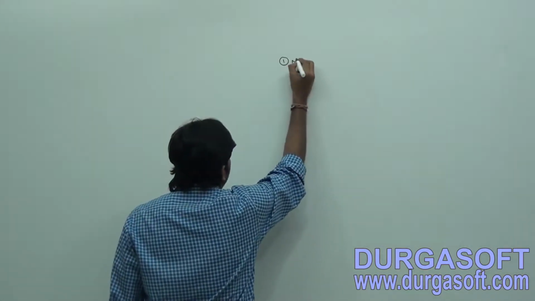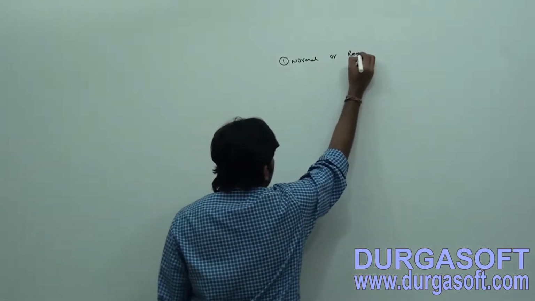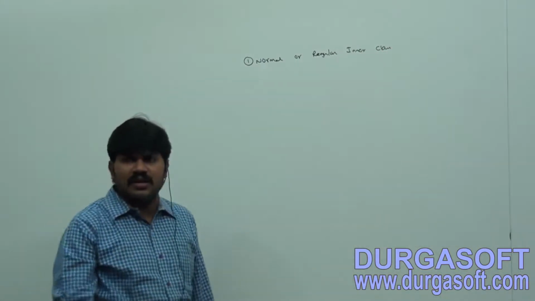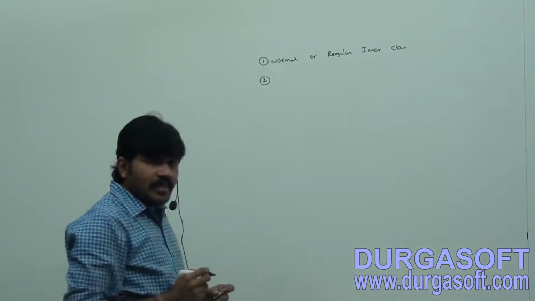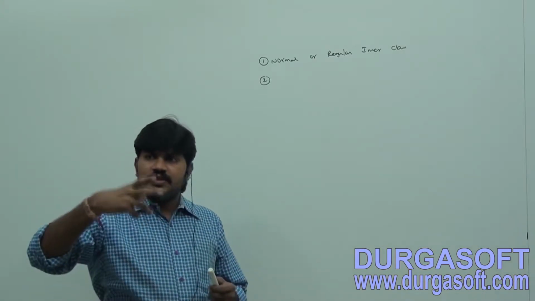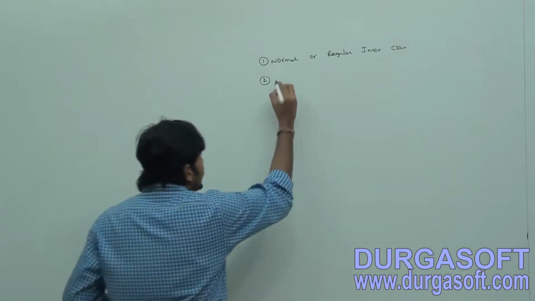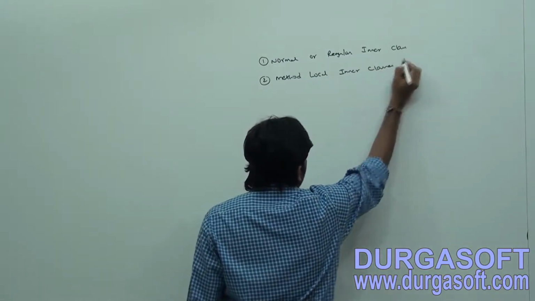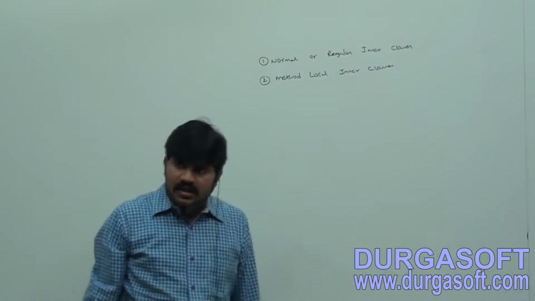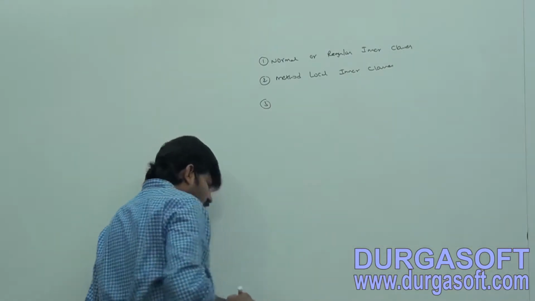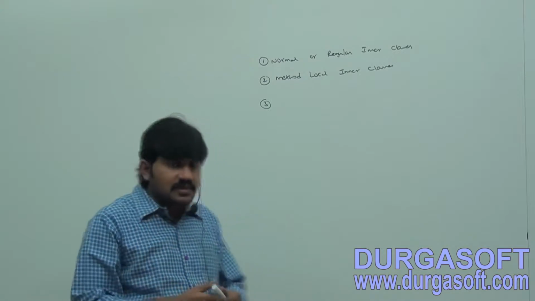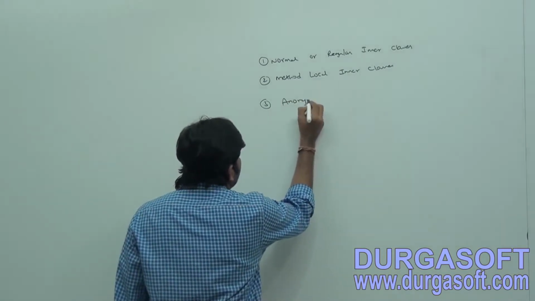How many categories? Four categories are there. The first type of inner class is the normal or regular inner class. Second, sometimes I can declare an inner class inside a method. Within the method also we can declare a class. Such types of inner classes are called method local inner classes. Now the third one: sometimes we can declare an inner class without a name, a nameless inner class. Such types of inner classes are called anonymous inner classes.